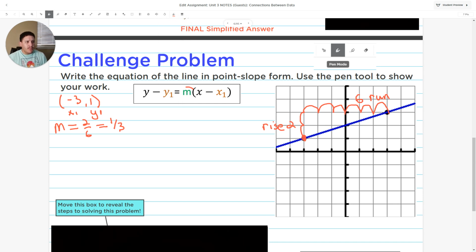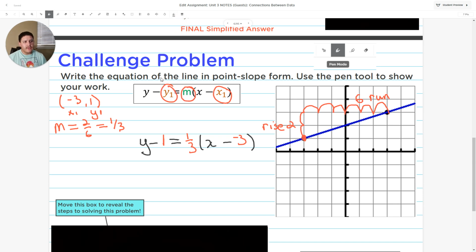Now, I'm going to replace the m, the y1, and x1. And I'm going to get the following. Y minus y1, which is 1, which is equal to m, the slope, 1 over 3, parentheses x minus x1, which is -3.